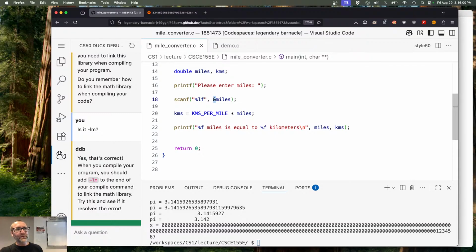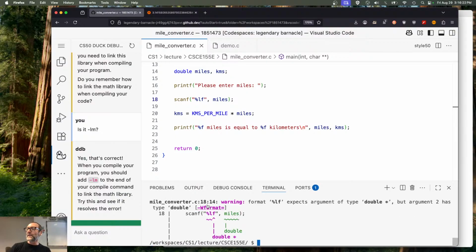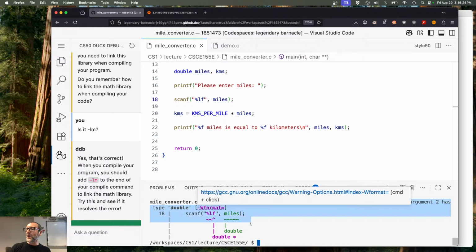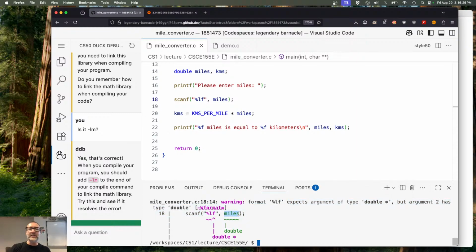If you want a preview of something that we're going to be doing in, say, week 8 or 9, that's pointers. The ampersand there is giving you the memory address of that variable so that it can do what's called pass by reference. Again, don't worry about it. Just know that if you left it off, GCC would give you a warning: %lf expects an argument, are you sure you meant this?